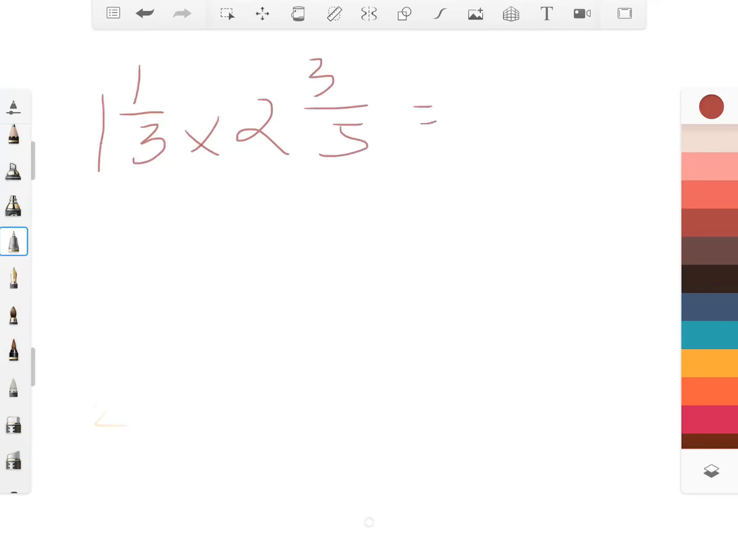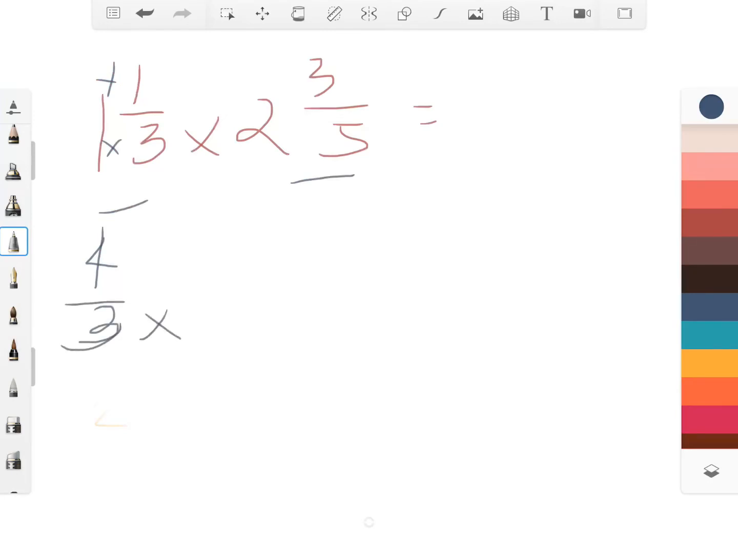Okay, this is how I do it. It's kind of intimidating again, considering how we do that. So for me, what I'm going to do is turn each of these mixed numbers into its improper form. And again, in order for you to do that, you have to do these steps. So the 3 times 1 is 3, and plus 1 is 4. So 1 and 1/3 is equivalent to 4 over 3.